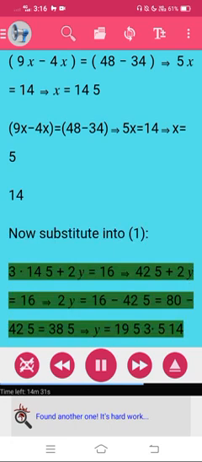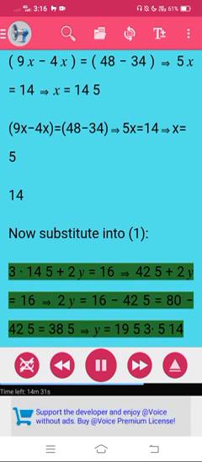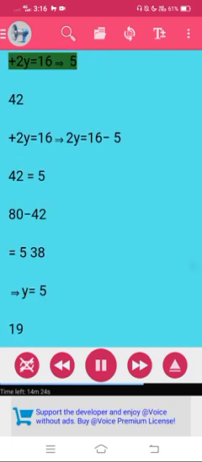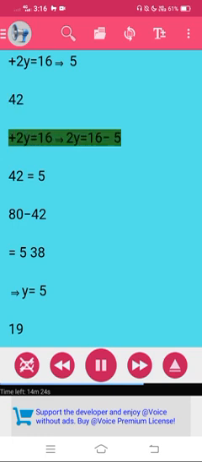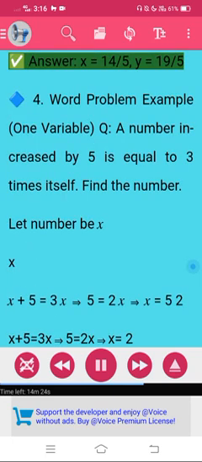3 times 14/5 plus 2y equals 16, implies 42/5 plus 2y equals 16, implies 2y equals 16 minus 42/5 equals (80 minus 42)/5 equals 38/5, implies y equals 19/5. Check. Answer: x equals 14/5, y equals 19/5.